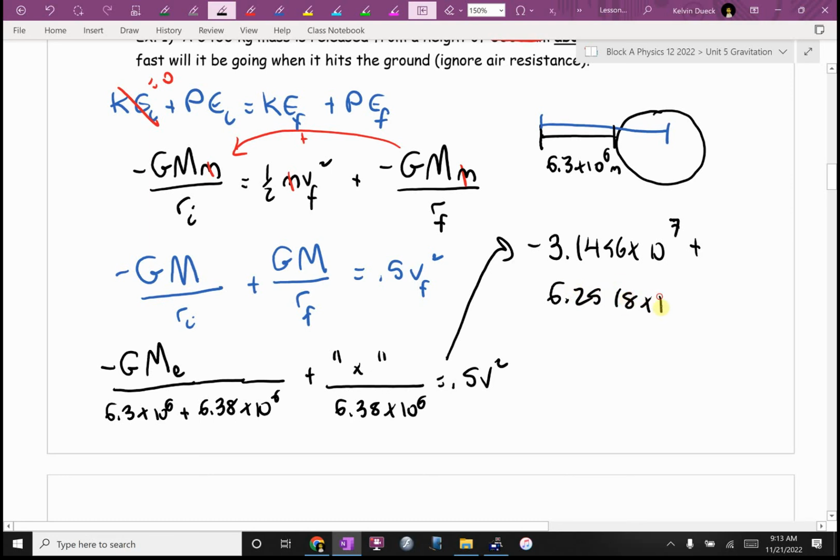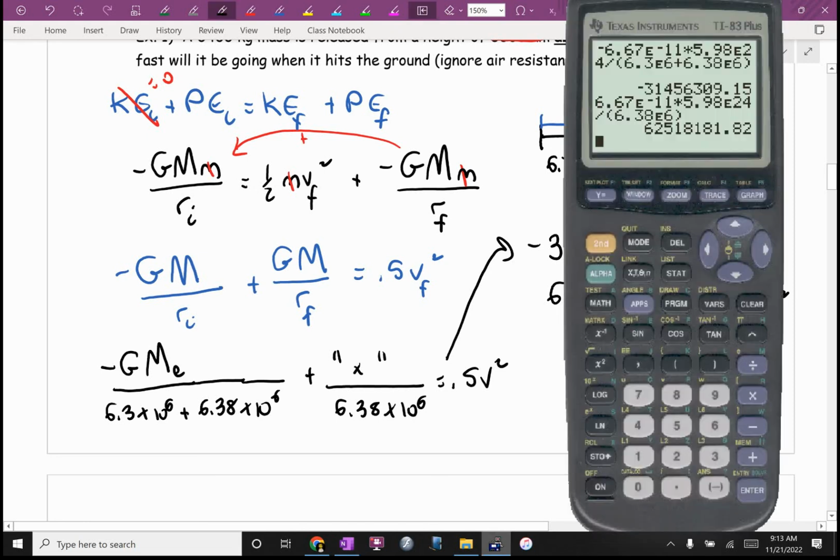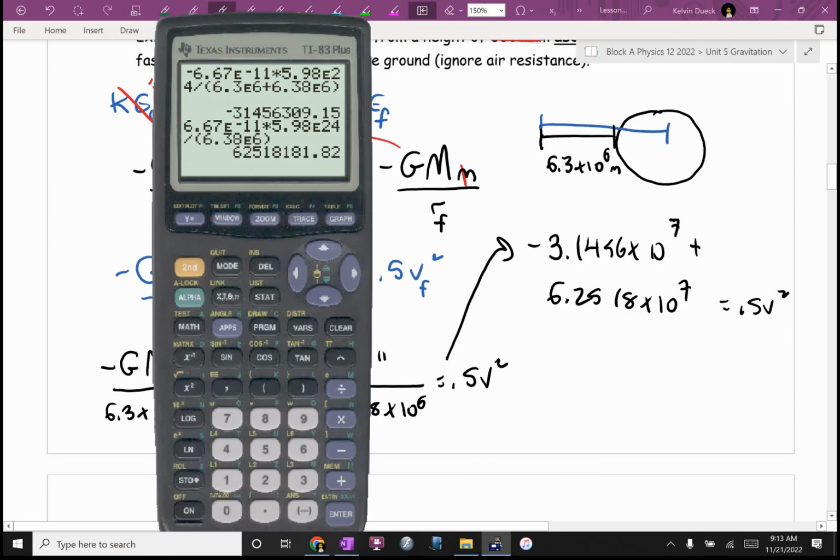6.2518 times 10 to the 7th. That equals 0.5 v squared. So now what? Well, now I'm actually going to add those two together. Wonderfully, I have the second number still stored on my calculator. So I'm going to go negative 3.1456 scientific notation button 7 plus answer button.